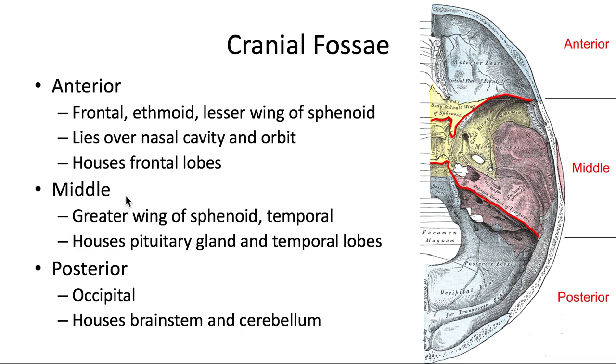The middle cranial fossa is formed by the body and the greater wing of the sphenoid, and the squamous and the petrous parts of the temporal bone. It accommodates the pituitary gland right here at the center and the temporal lobes of the brain at its sides. The posterior cranial fossa consists mostly of this occipital bone and a little piece of the temporal bone. This one accommodates the hindbrain, being the brainstem and the cerebellum.